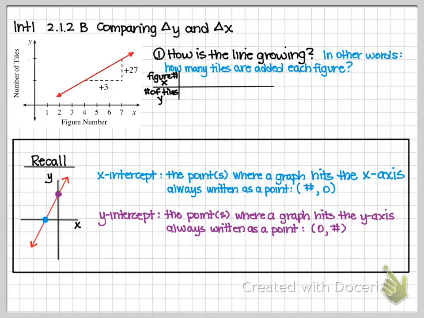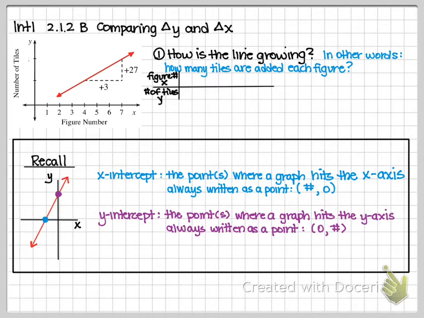So if I take a look at the graph, I really don't know a huge amount of information other than I've got a line. But if you take a look at the y-axis, so the vertical axis, the one's number of tiles, there are no numbers there. So I have no idea what's over there. I do know the figure numbers though on the bottom. So I'm going to try to line up the numbers with that +3 and that +27.